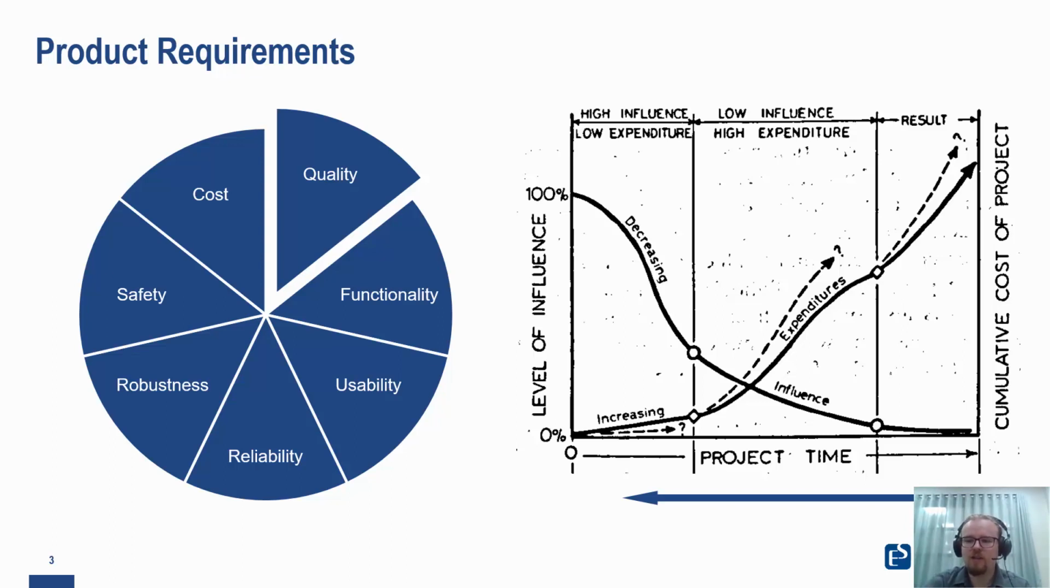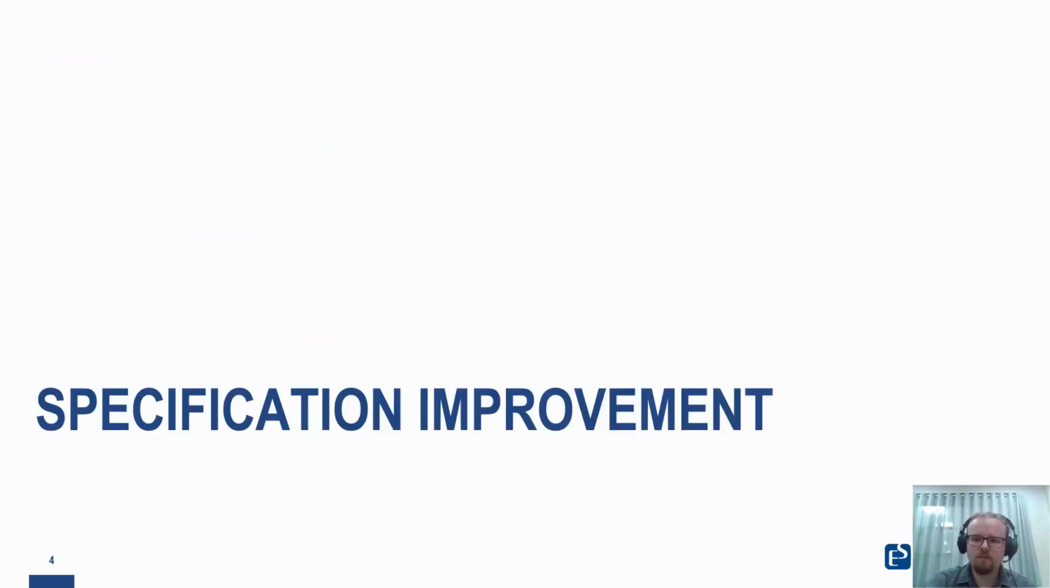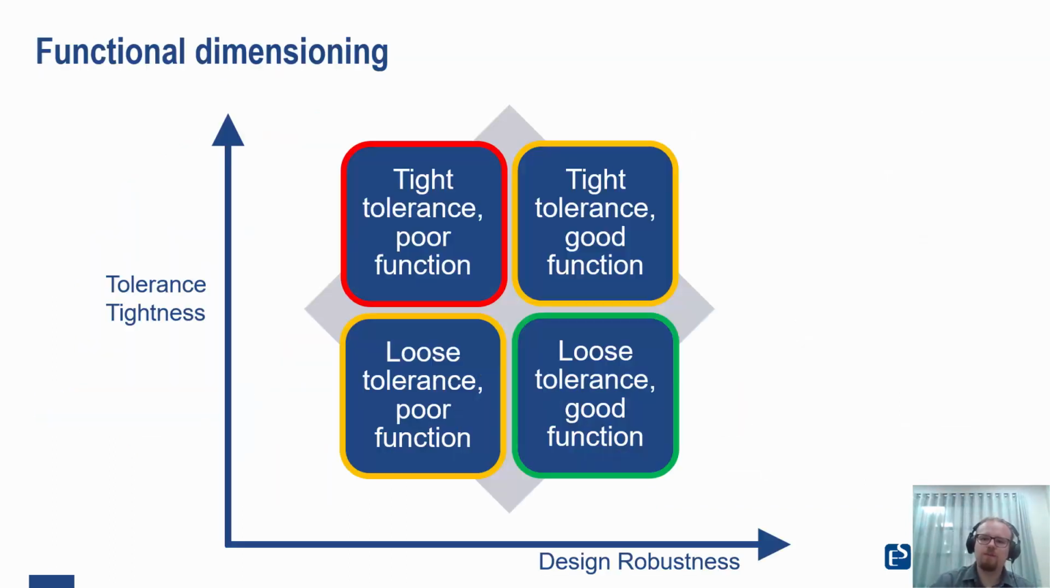One element of this is balancing cost and quality using tolerance analysis by considering our assembly and the functional requirements for our parts and our assembly. This is a useful technique and one we talk about in other webinars, but we're not going to discuss this in detail today. Instead, let's talk about improving our specification in order to not just talk about right first time, but achieve right first time. So let's talk about improving our specifications.